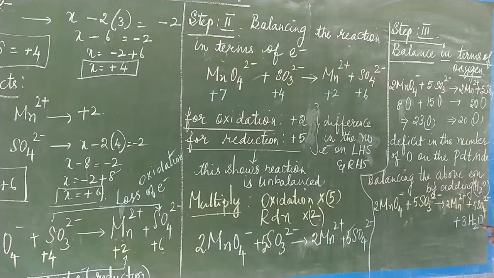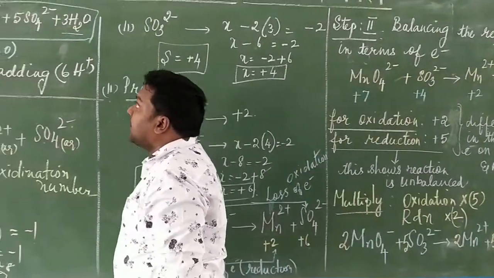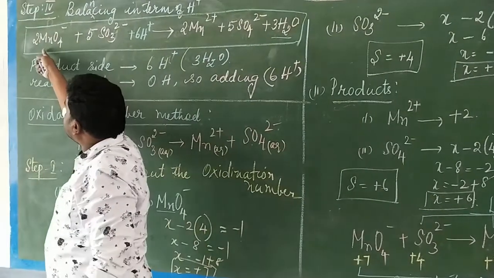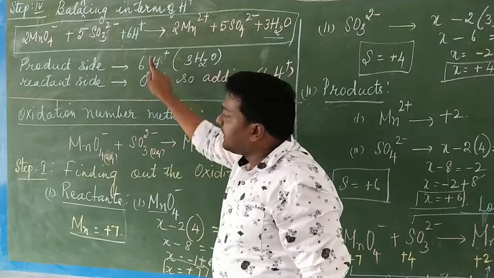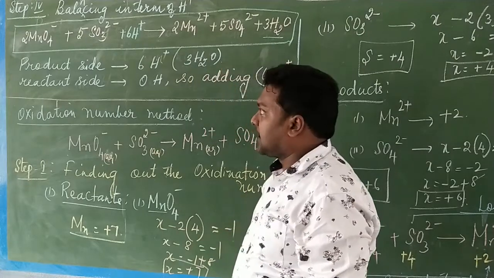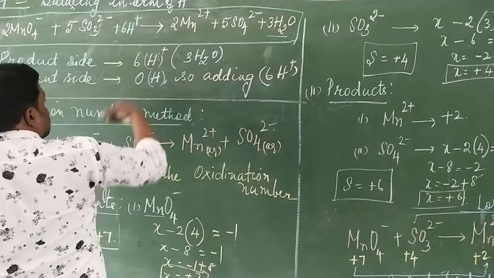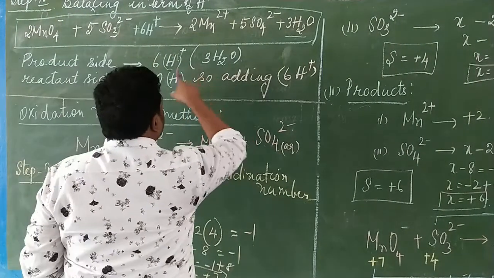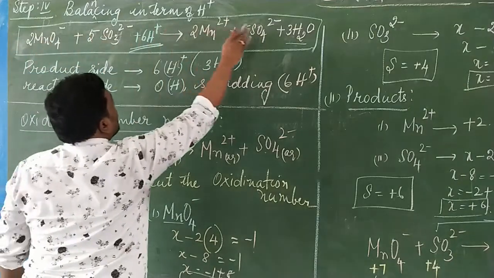So oxygen is balanced, whereas hydrogen is now imbalanced. On the reactant and product side, the hydrogen will be imbalanced. How many hydrogen? 6 hydrogen is present on the product side. On the reactant side there is no hydrogen. So again, I have to balance the equation in terms of hydrogen ion. Here I have to add 6H+. On the product side, 6 hydrogen is in excess because of adding 3 molecules of water. On the reactant side, there is 0 hydrogen. So I have to balance it by adding 6H+. That 6H+ will balance the hydrogen. So this is the overall equation.